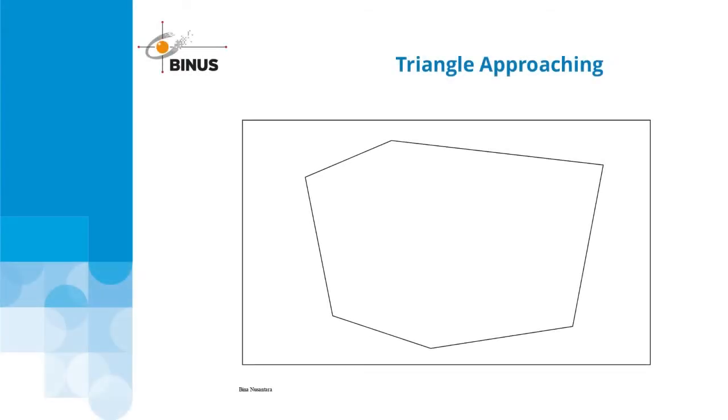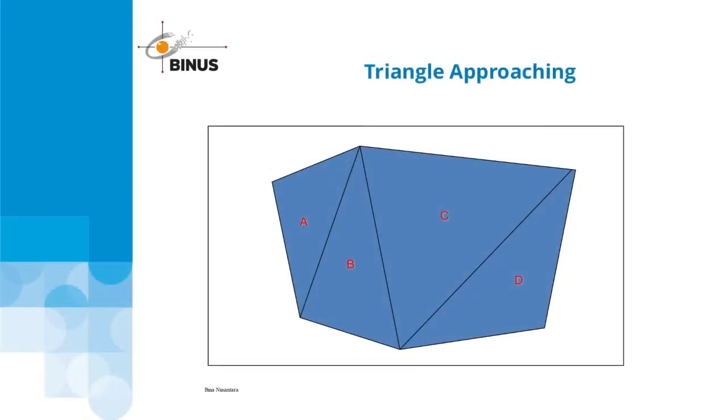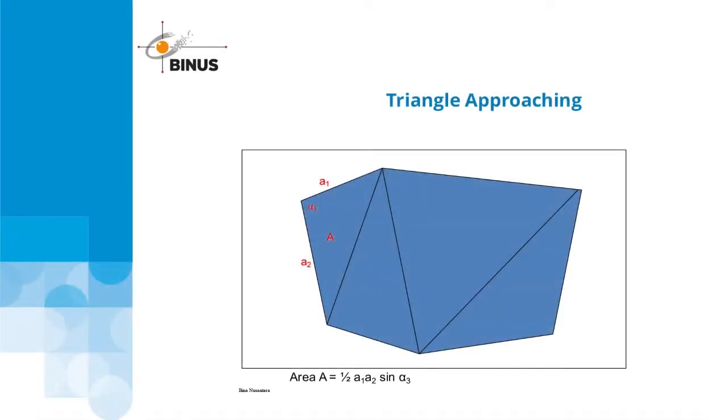Let's say we have a certain area as on the drawing. We then divide the area into several triangles. In this case, the area is divided into 4 sections, A, B, C, and D. Using the formula of the triangle, half times a1 times a2 times sine alpha, you need to pick 2 sides of the triangle and calculate their distances. After that, calculate the angle in between the 2 sides that you have chosen earlier.